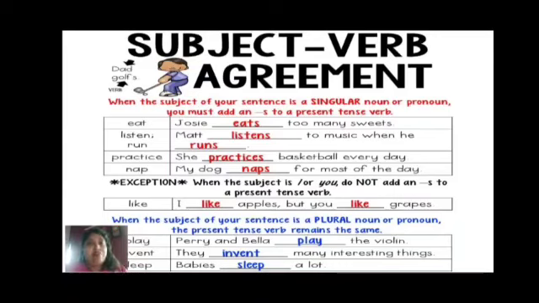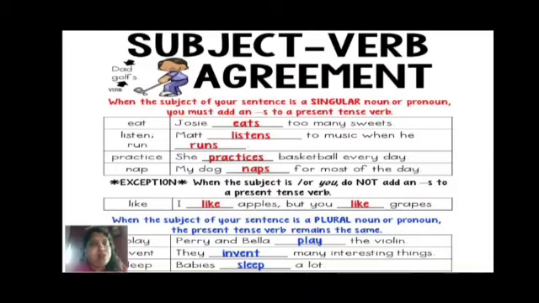The verb spelling changes accordingly. Got it? Now let's see what's given on the screen. Subject-verb agreement. Now who's the subject here? The dad's golf. Okay, the dad is the subject.